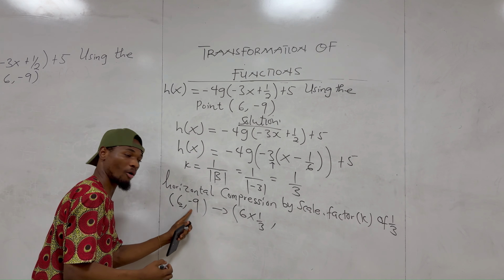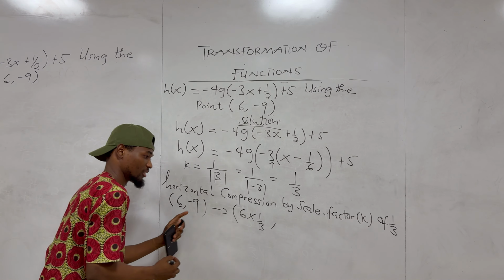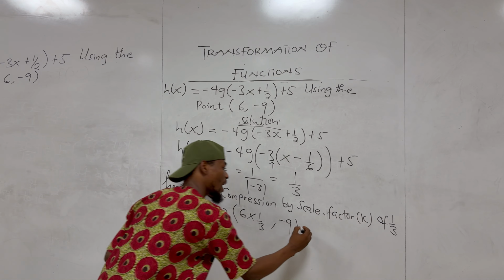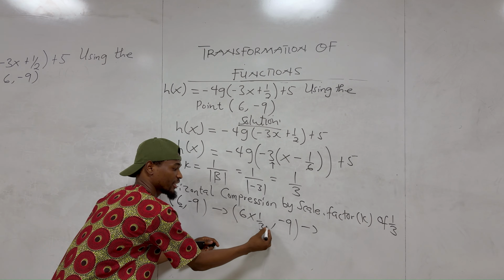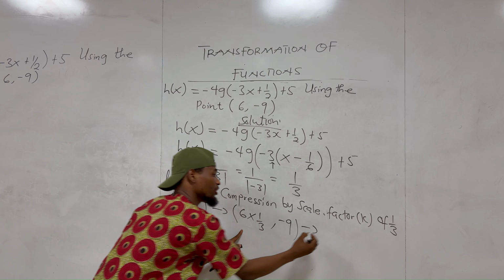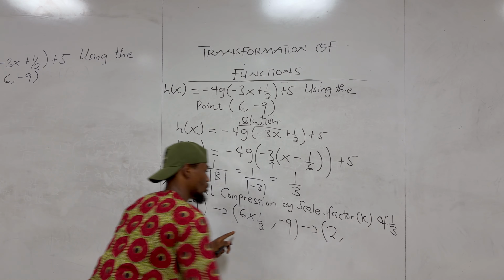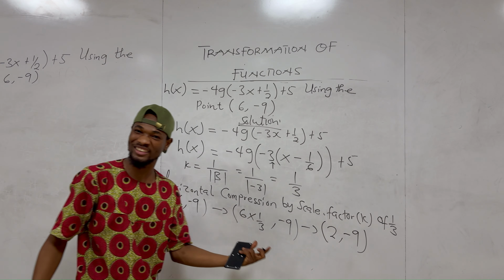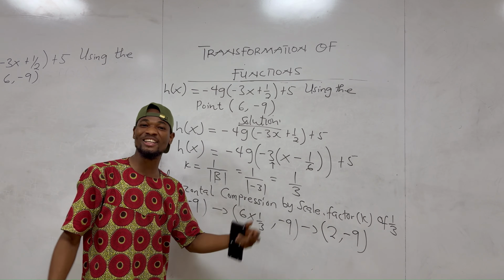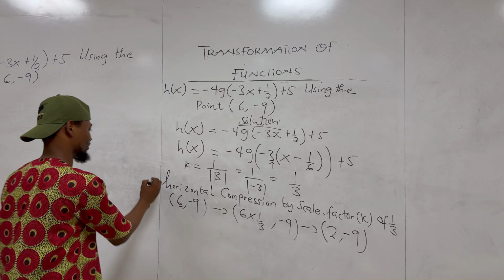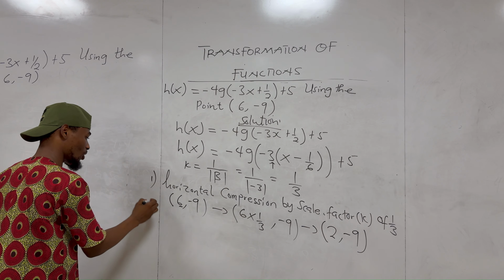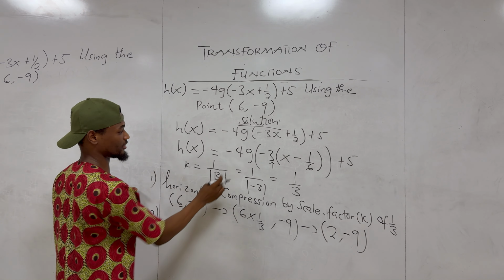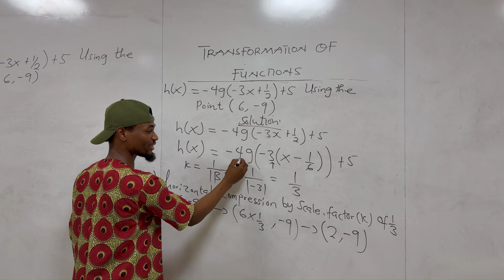Then comma, I'll maintain my y coordinate, which is my negative 9. So I'll have what? 3 divides 6 2 times. So I have 2, comma, negative 9. See, this is the first procedure. So my second in order. So we are done with this, right? We are done with this.